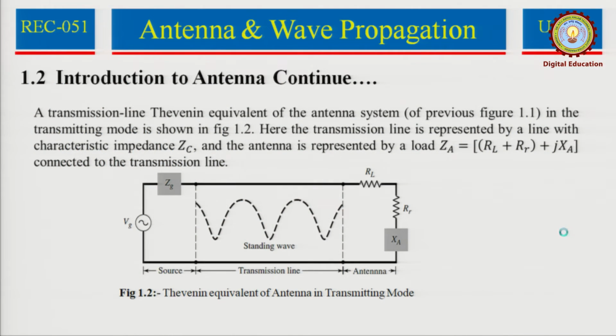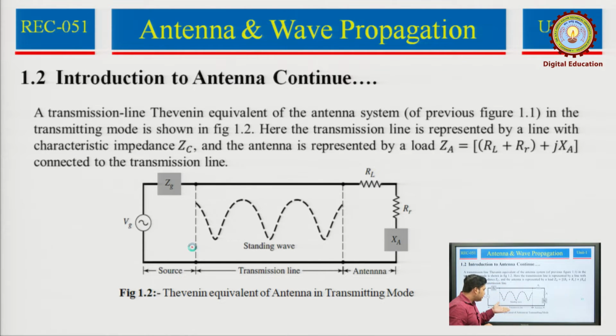Introduction to antenna. Here, what we have done earlier is divide by means of circuit condition. Now, with the help of a two port network, we further categorize our antenna into source side, transmission line, and antenna. The source is nothing but a voltage source Vg, as we took earlier. Here is the impedance Zg at the source side.